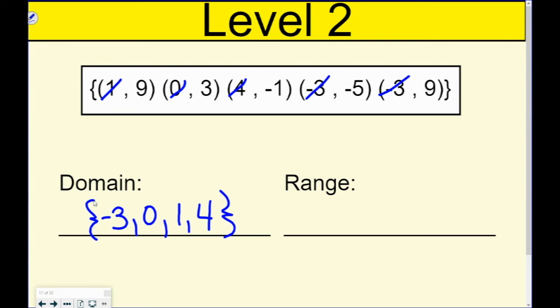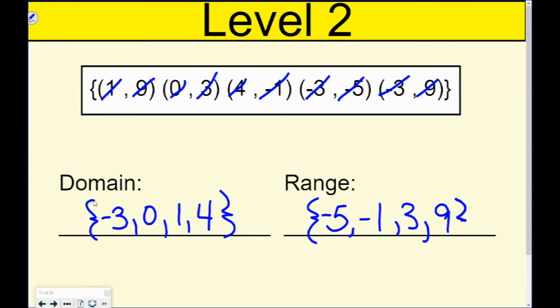Then I'm going to go to my range. And my lowest number on the range is -5. Then I have -1. Then I have 3. And again, I have a repeat with my 9s. I only write it once.